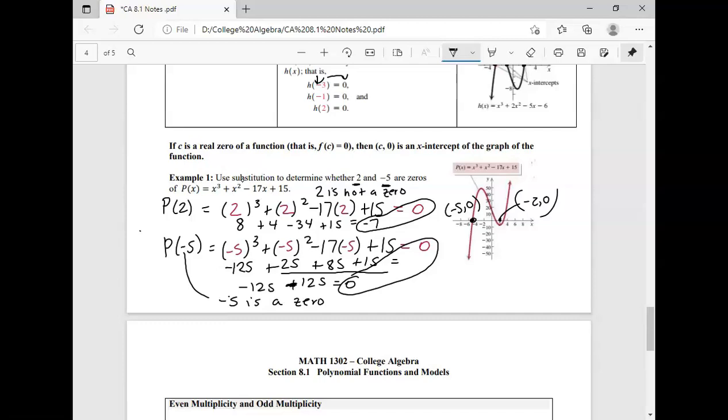Okay, does that make sense? If you can plug it in and you get 0 for the answer, then it is a 0. If you can't, it is not. Questions about that?